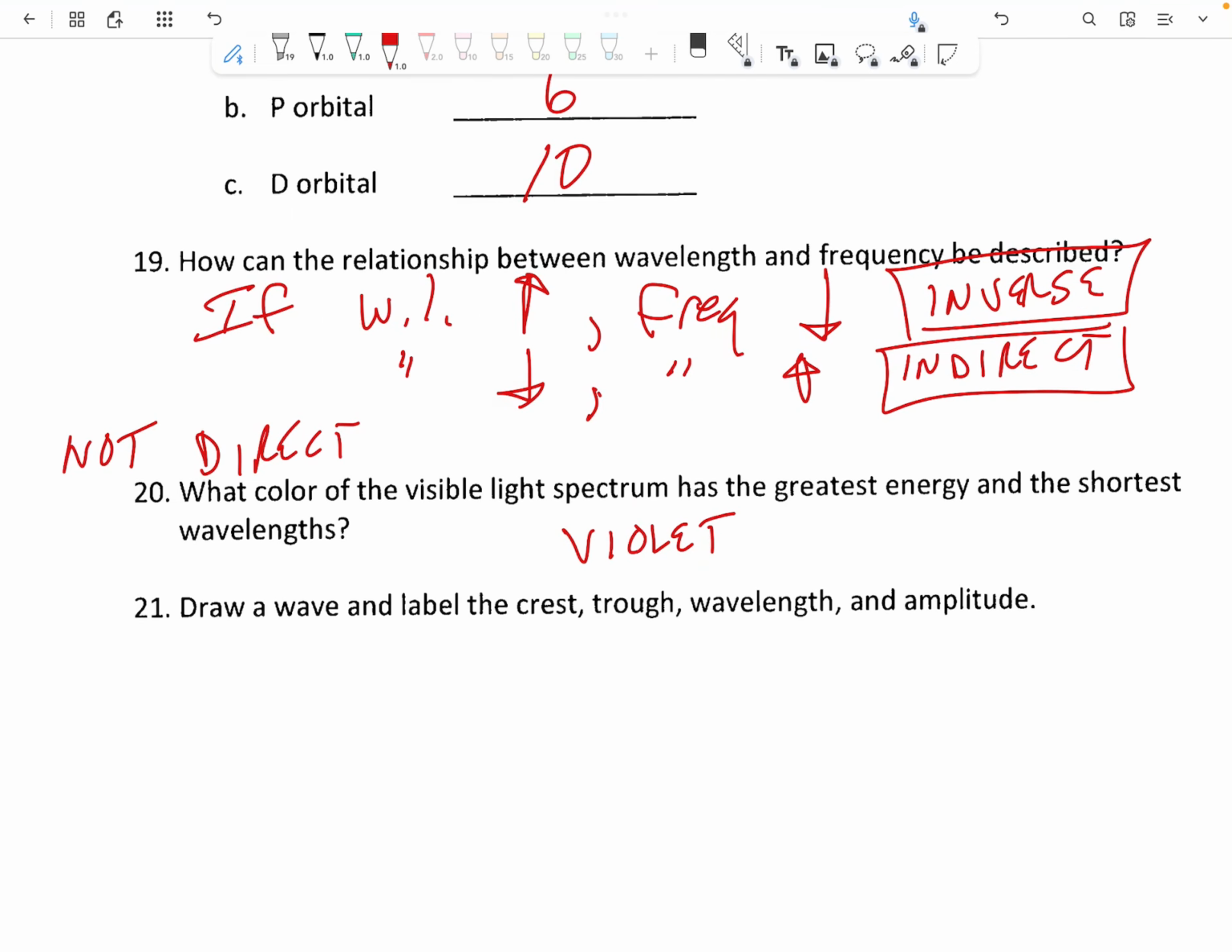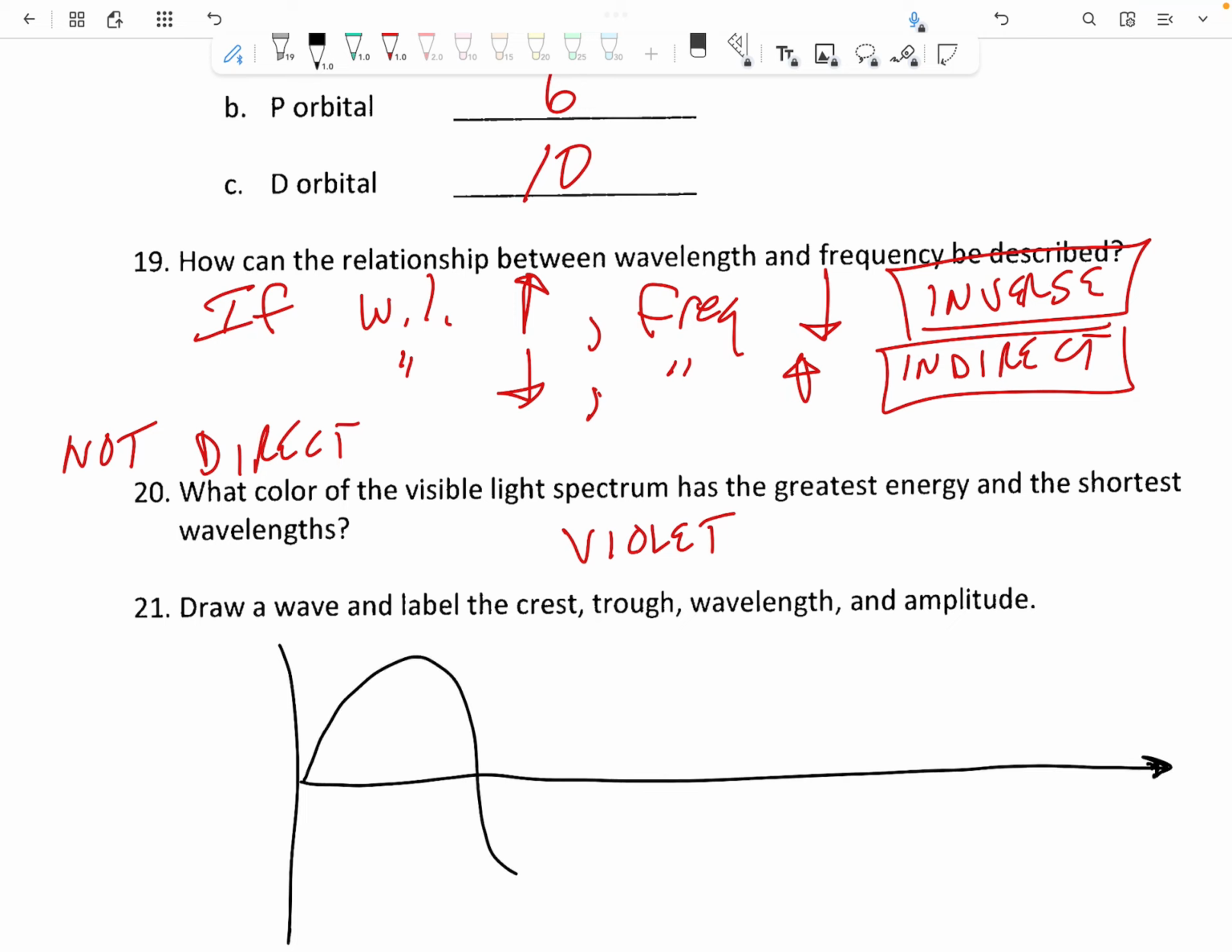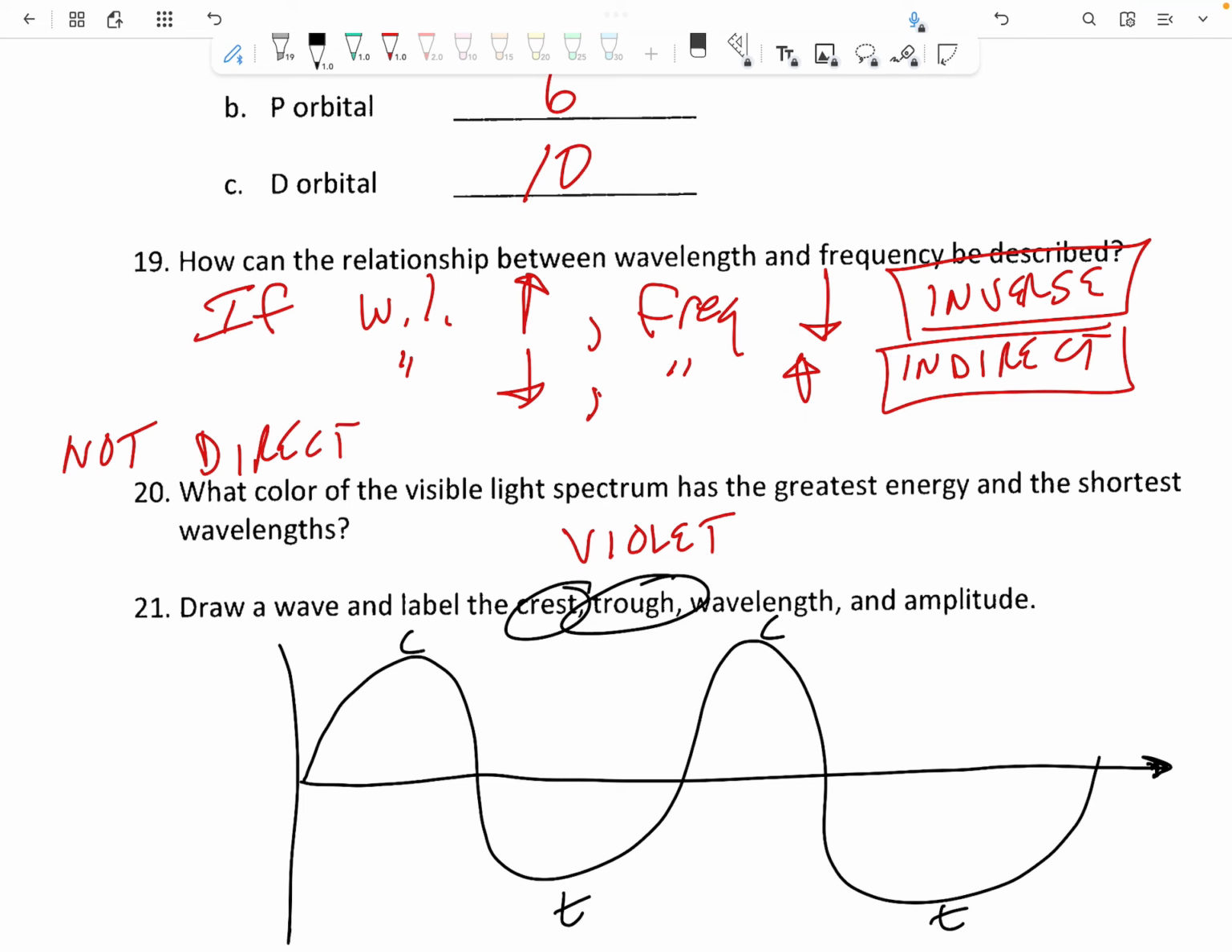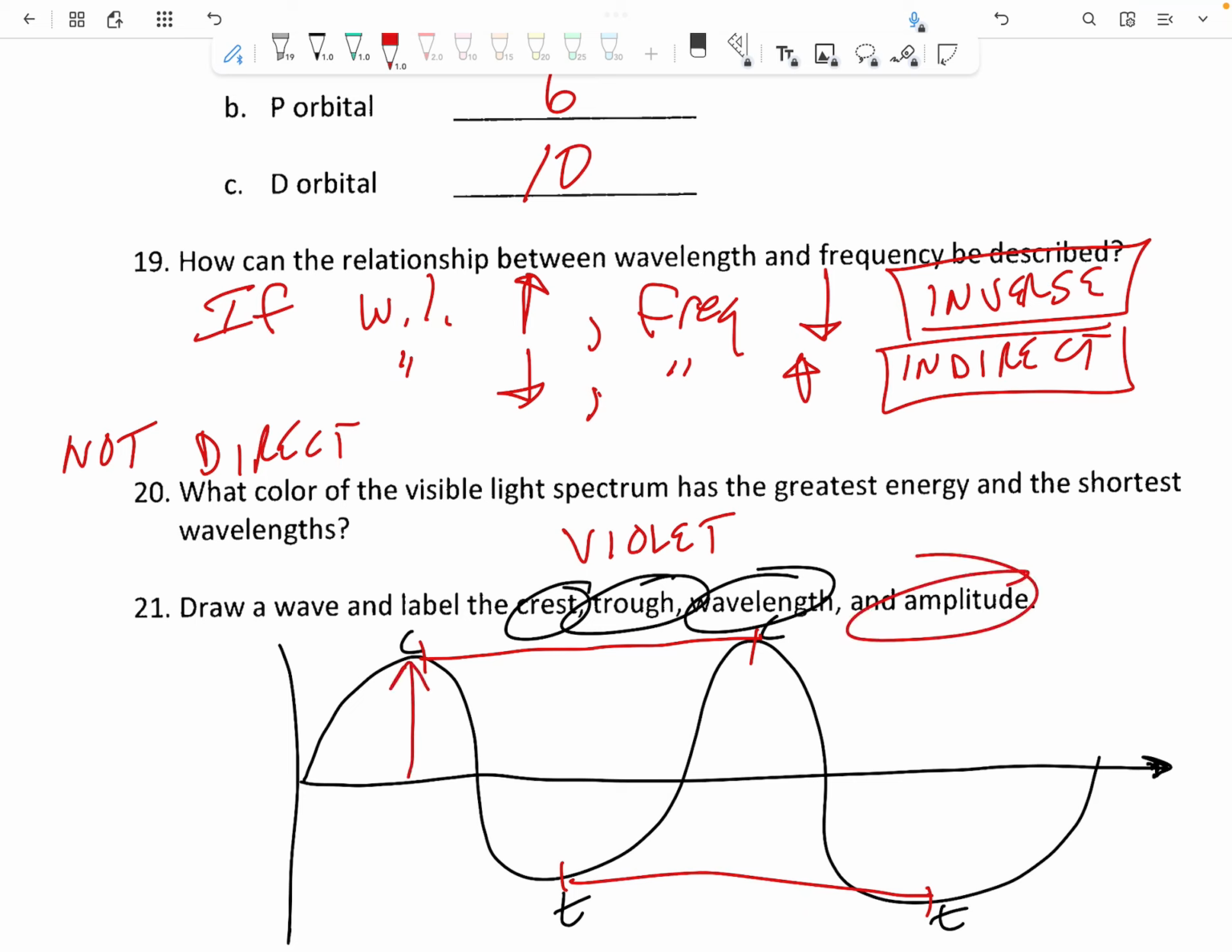Labeling the wave: crest, trough, wavelength, and amplitude. Here we go. Draw the midline, showing the direction the wave is moving. And then we draw the wave. Okay? The crest, with a C. The trough, with a T. The wavelength, I'm going to draw in a different color, is either crest to crest or trough to trough. And the amplitude is the height of the wave from the midline or the depth of the wave from the midline.